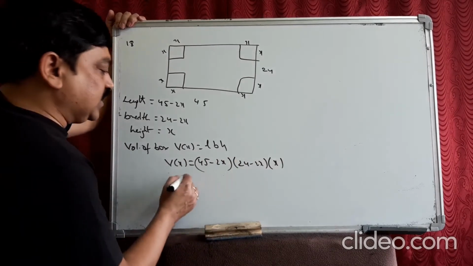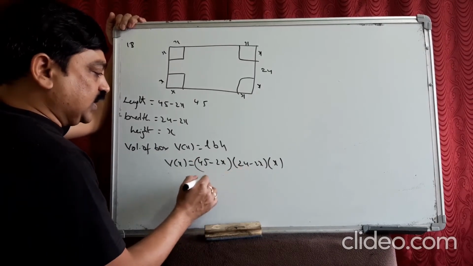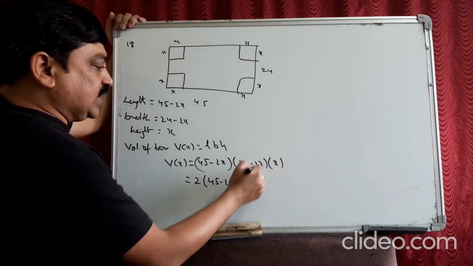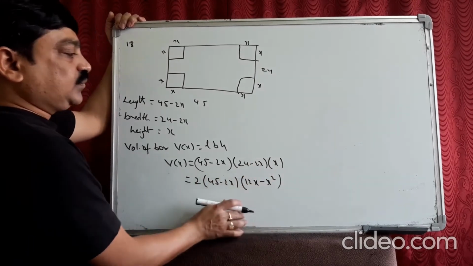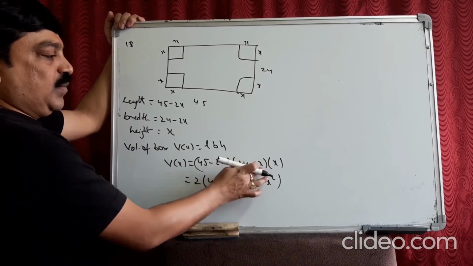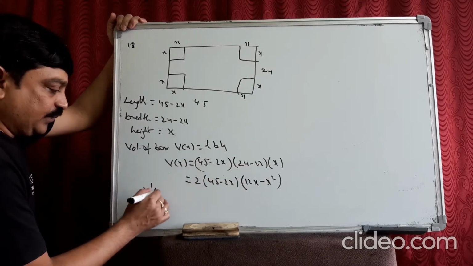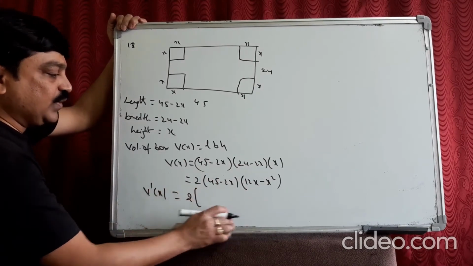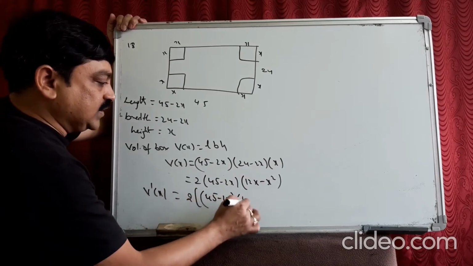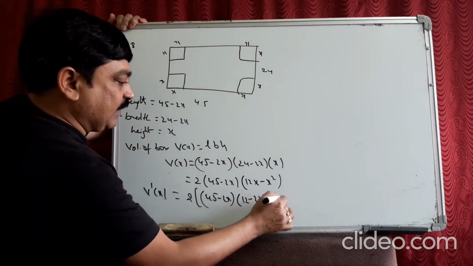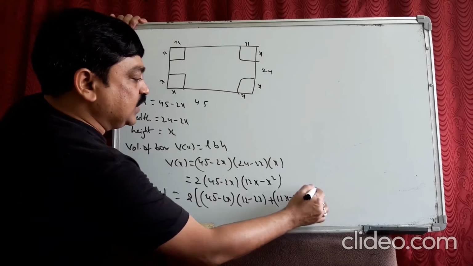What I do is, UVW is becoming. So I make UV, take 2 common outside, it is a number. So just send inside x, it becomes 12x minus x square. When I take 2 outside, it becomes 12 minus x, send x inside. It will be easy for us to take the derivative. V dash of x becomes 2 into UV: 45 minus 2x into derivative of this is 12 minus 2x plus 12x minus x square into derivative of this is minus 2.